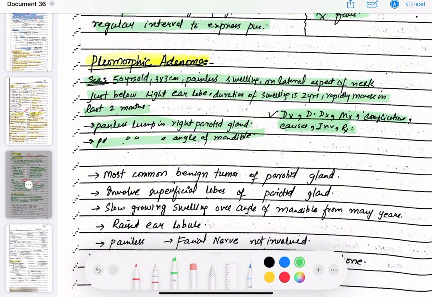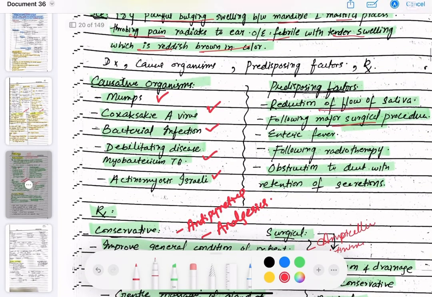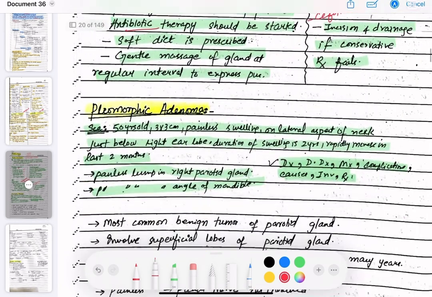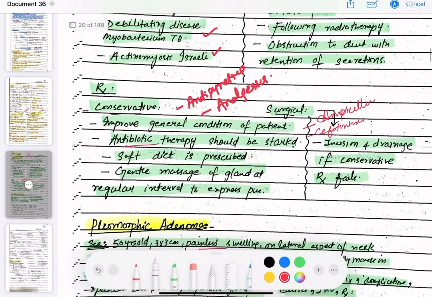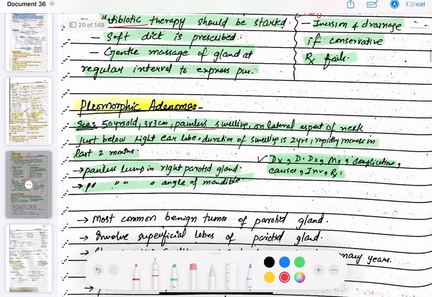Okay, so in pleomorphic adenoma, there is swelling of the parotid gland. It lies between the mastoid and the mandible. In pleomorphic adenoma we have a painless swelling, whereas in parotiditis, the inflammation of the parotid gland, it was painful. Now this is a painless swelling present on the lateral aspect of the neck, just below the right earlobe, and the duration of swelling is 2 years and it is increasing. So this is pleomorphic adenoma.